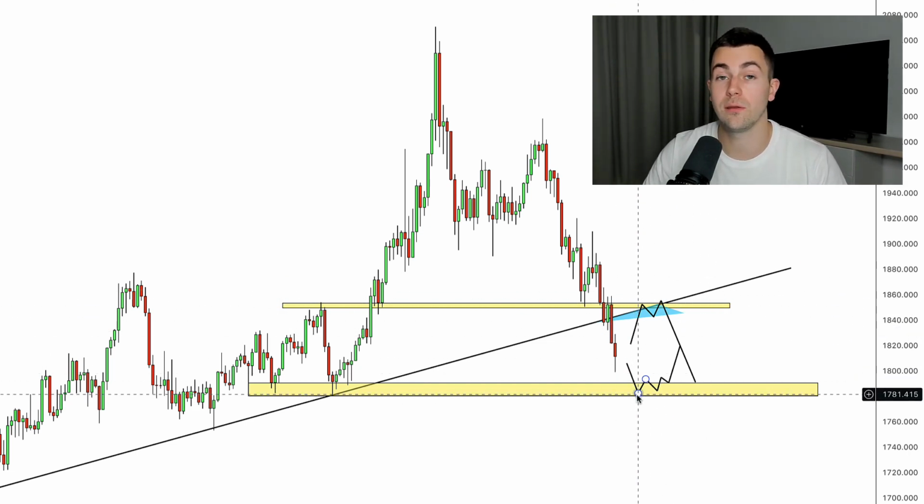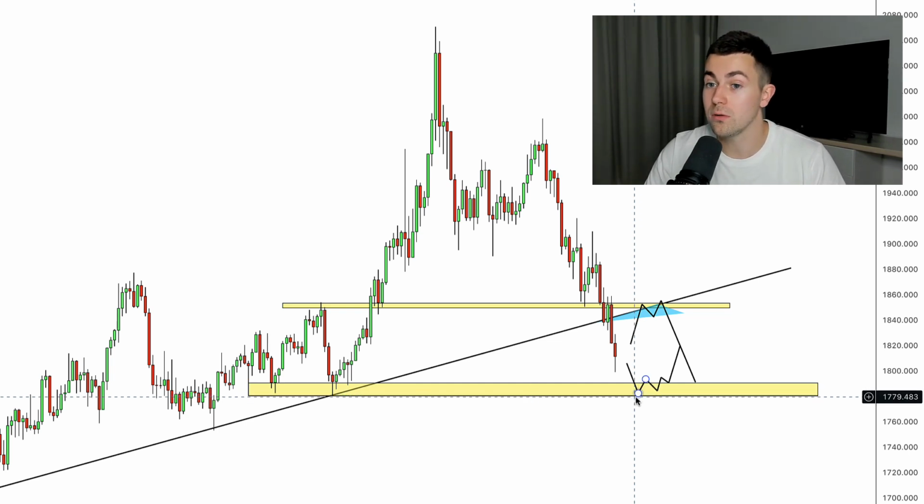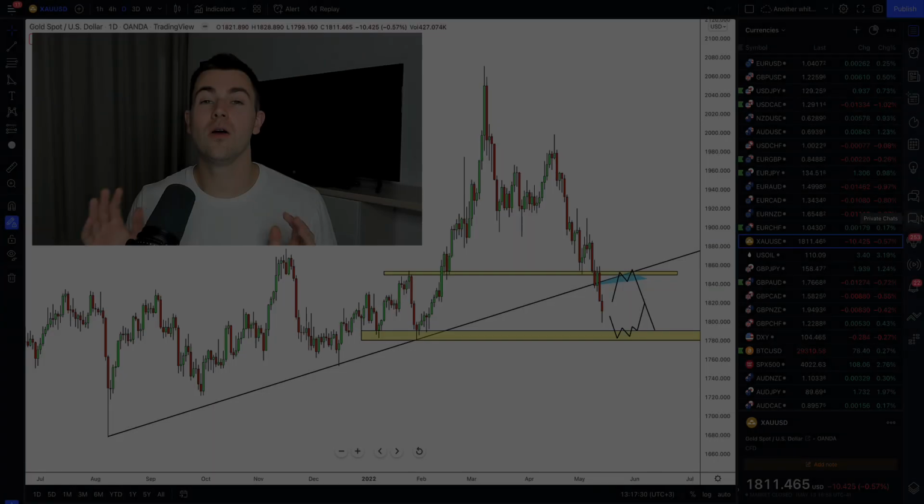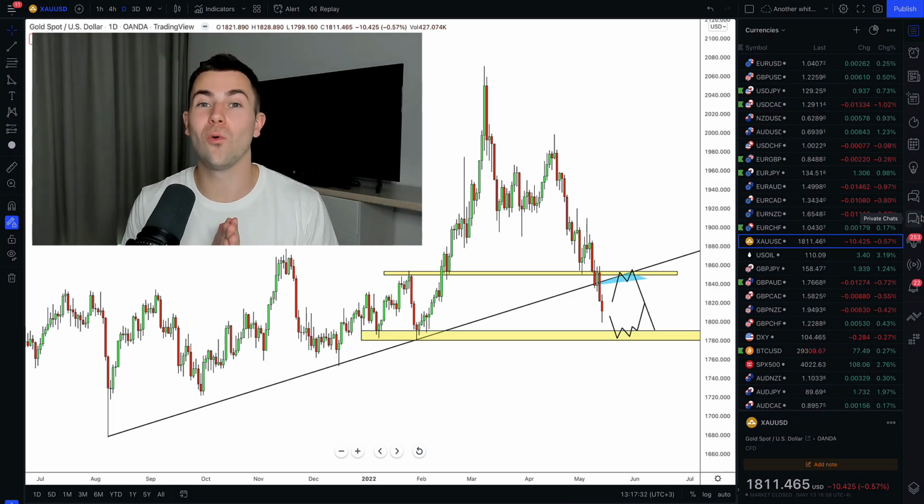Let me know, by the way, in the comment section, what do you expect from gold next week? Bearish continuation or some reversal? Right, traders, let's see what will happen with the market next week. Be very patient, be careful, and always wait for a confirmation before you open your trading position.